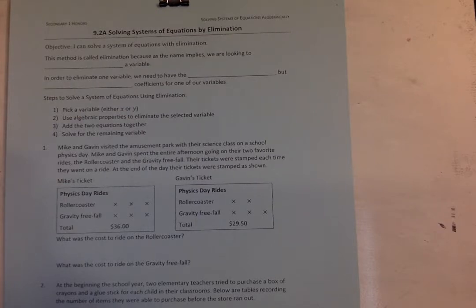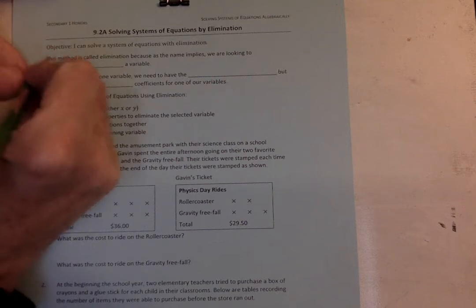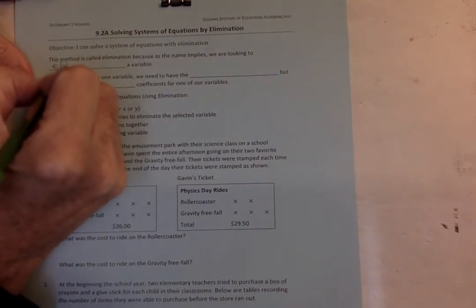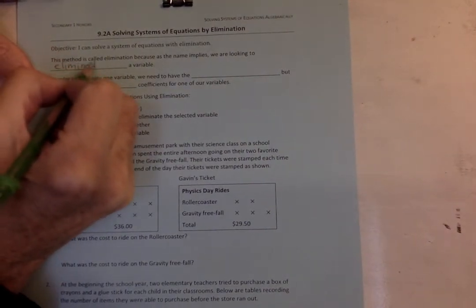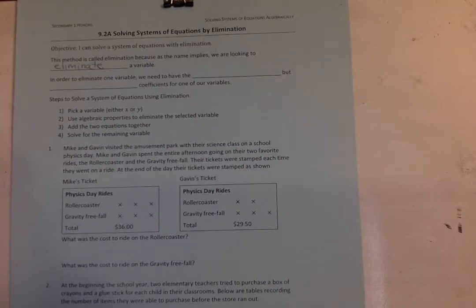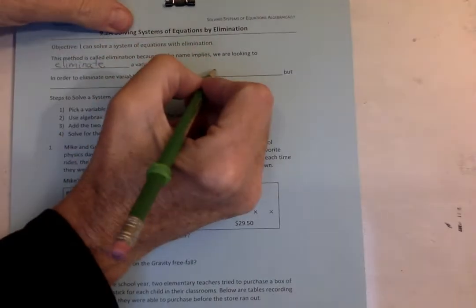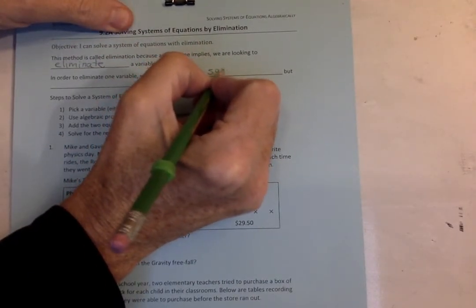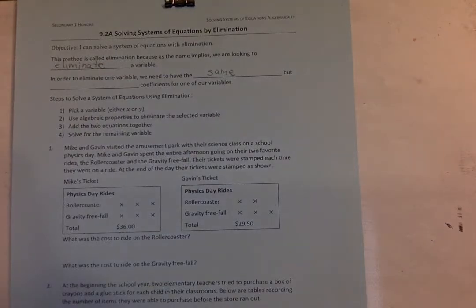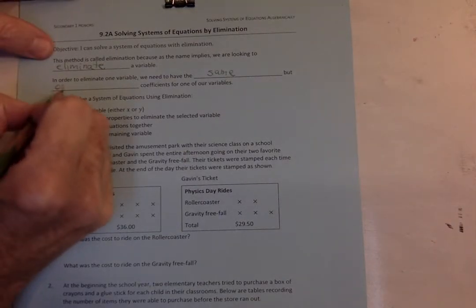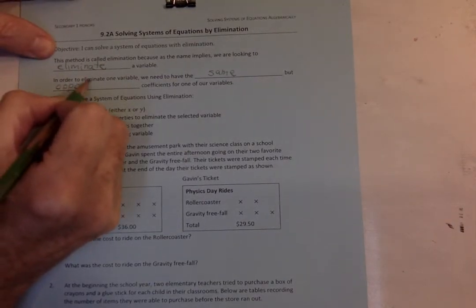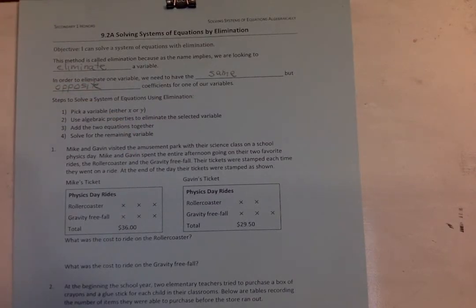By the way, we're on page 109.2a. This method is called elimination because, as the name implies, we are looking to eliminate a variable. In order to eliminate one variable, we need to have the same, but opposite, coefficients for one of our variables.